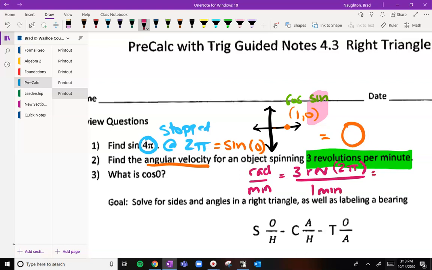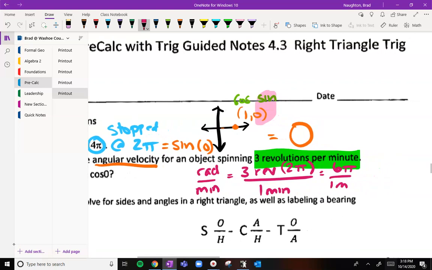So that is going to give us, hopefully my math is correct here, 6 pi divided by 1 minute. I'm a fan of leaving it in terms of pi, but if you need it as a decimal, then that's going to be 18.85.